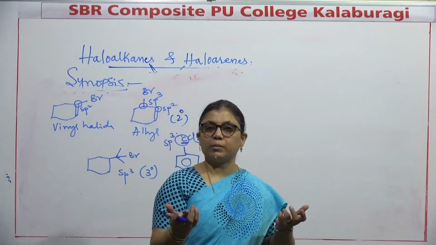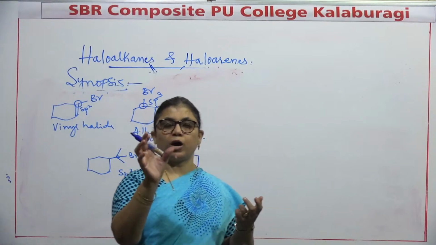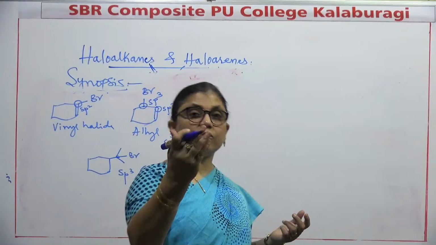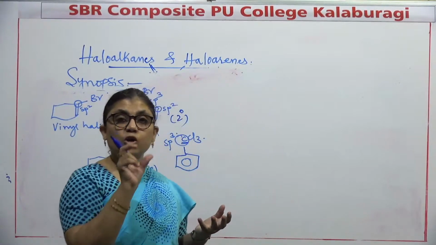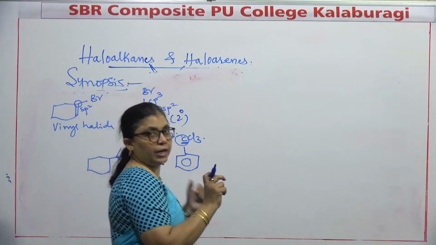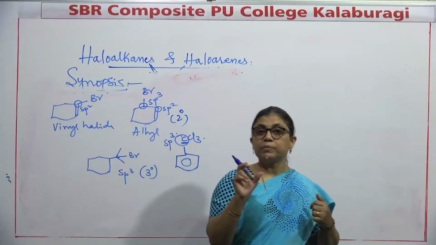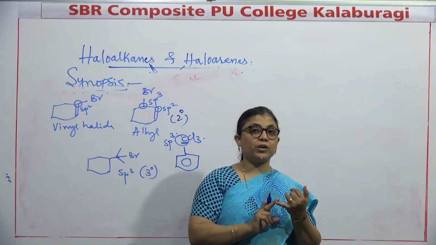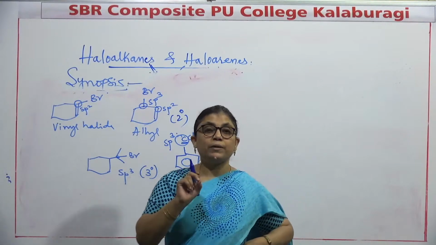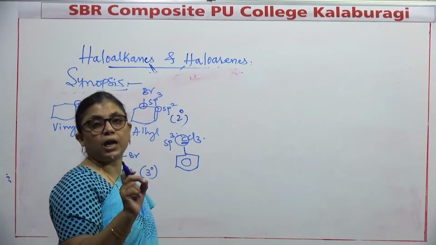Even arene also can be classified. In case of monohalogen derivative, again two more subclasses are there. One on the basis of what? Nature of carbon atom containing halide group. And the second classification, what we said, nature of hybridization of carbon atom containing halide group.